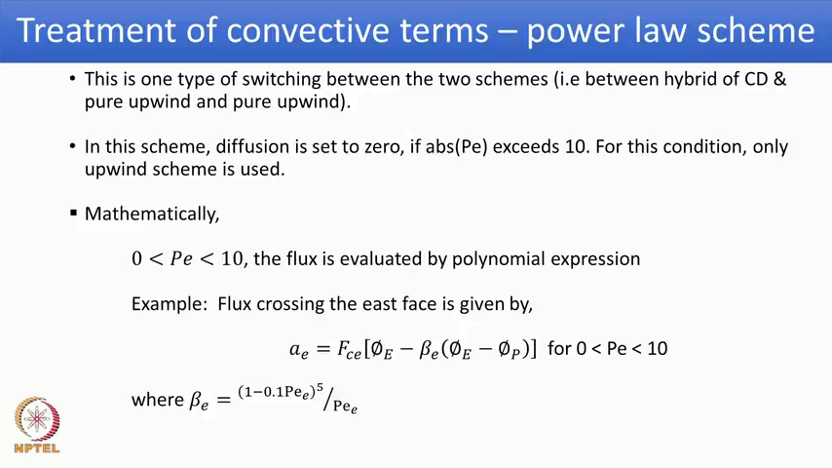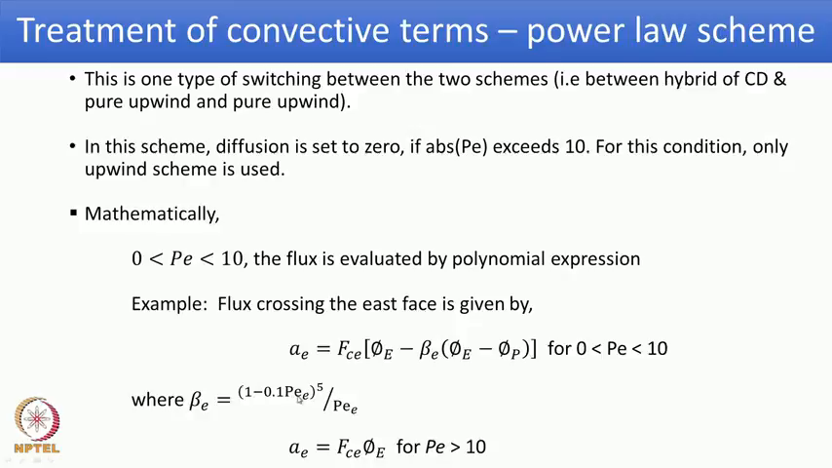Just observe that if you substitute the limiting condition that Pe is equal to 10, then 1 minus 0.1 into 10 becomes 0 almost. So, that is actually what is used here. It becomes purely upwinding. So, this beta_e is 0 and Fc_e is purely phi at E. So, that is pure upwinding. That is what is shown here. For values definitely greater than 10, then Ae is Fc_e times phi from the node E.